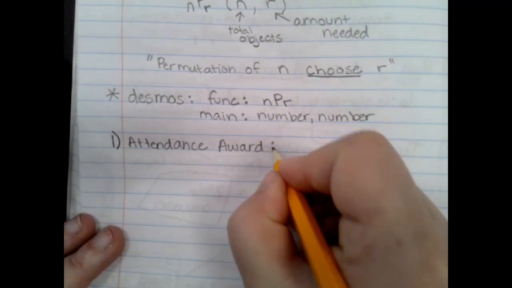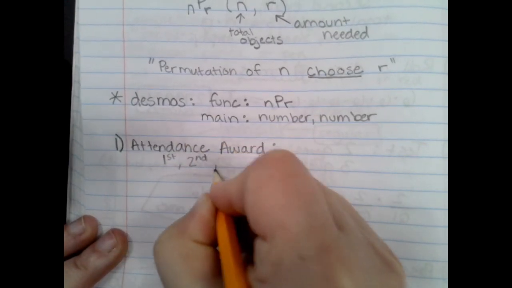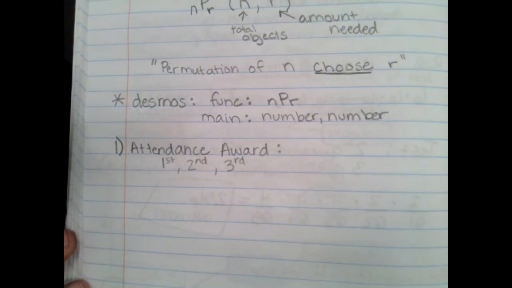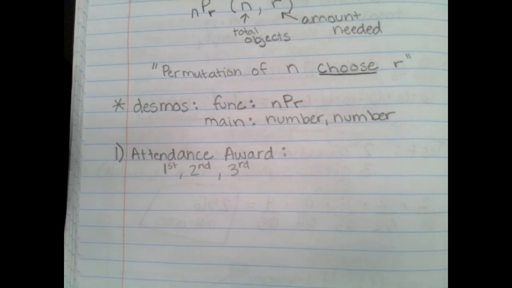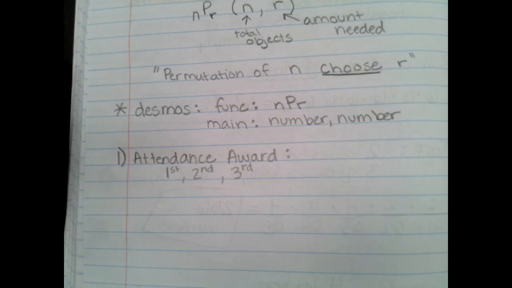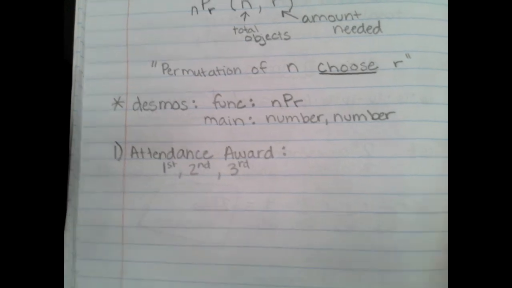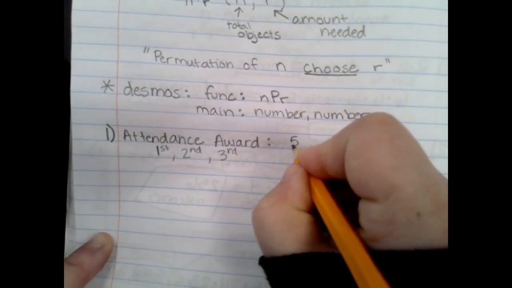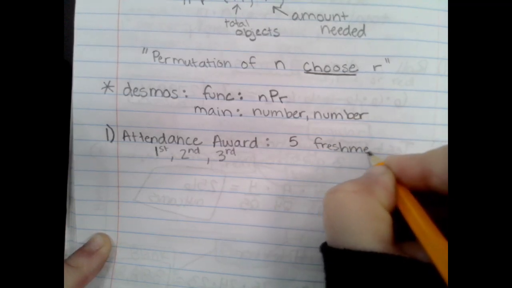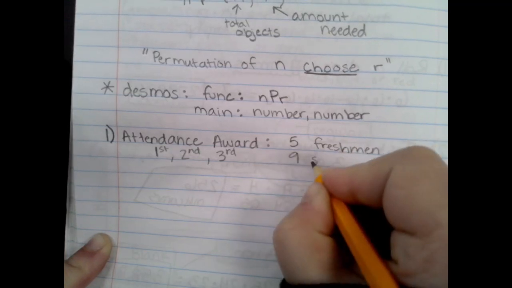And we're going to give an award out for the first, second, and third place winners of attendance for a certain group of students. So we sent out an email. We said, who wants to participate in this? We got back some information. We said there's 5 ninth graders or 5 freshmen. There's 9 10th graders or 9 sophomores.